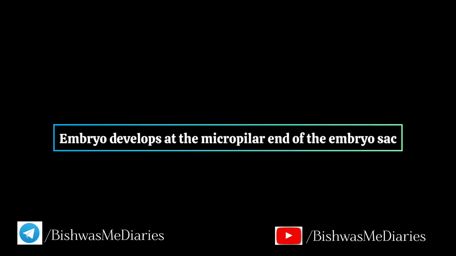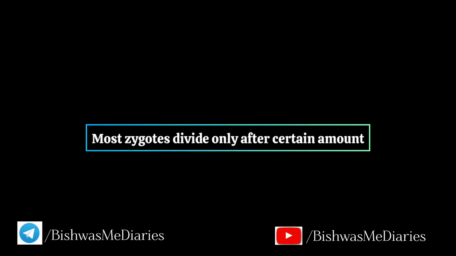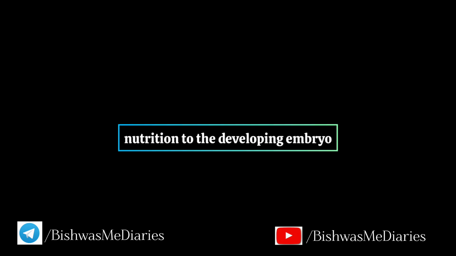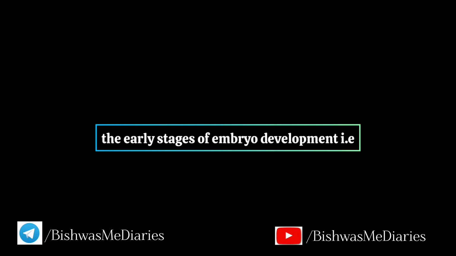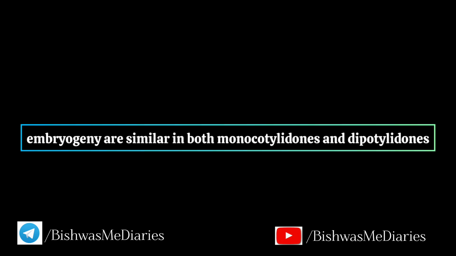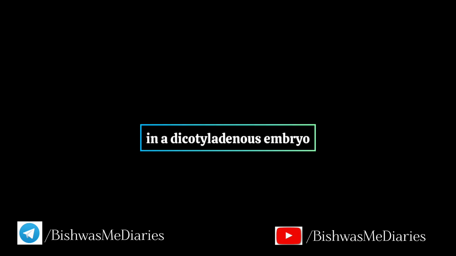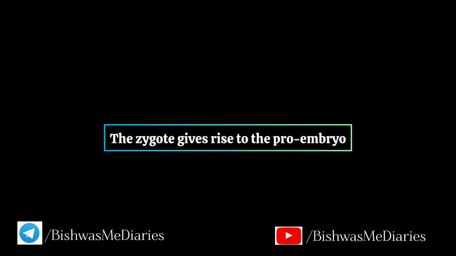2.4.2 Embryo. Embryo develops at the micropylar end of the embryo sac where the zygote is situated. Most zygotes divide only after a certain amount of endosperm is formed. This is an adaptation to provide assured nutrition to the developing embryo. Though the seeds differ greatly, the early stages of embryo development, that is embryogeny, are similar in both monocotyledons and dicotyledons. Figure 2.13 depicts the stages of embryogeny in a dicotyledonous embryo. The zygote gives rise to the proembryo and subsequently to the globular, heart-shaped and mature embryo.